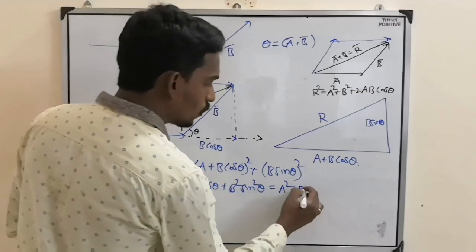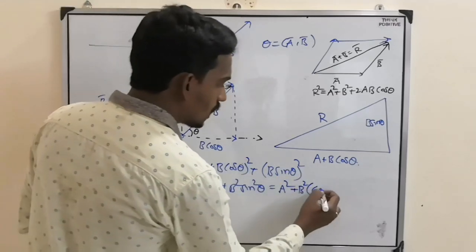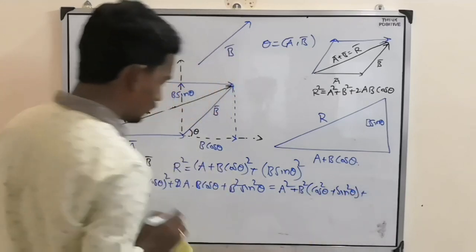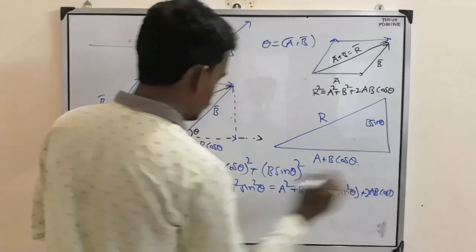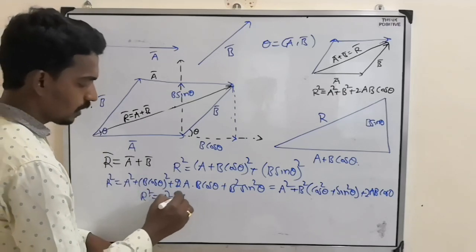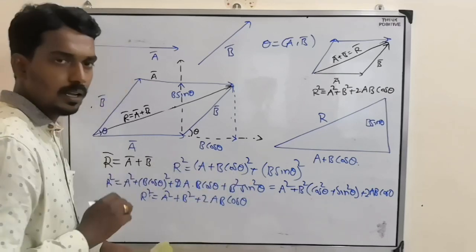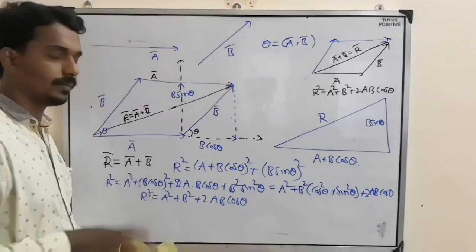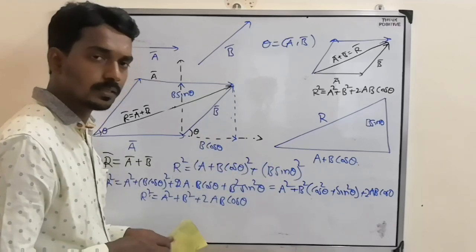I can take b square common. If you take b square common, here cos square theta, here sin square theta, plus 2ab cos theta. Then r square equal to a square plus b square plus 2ab cos theta. Why? Because cos square theta plus sin square theta is how much? 1. See, to understand vectors, you are getting trigonometric relations.